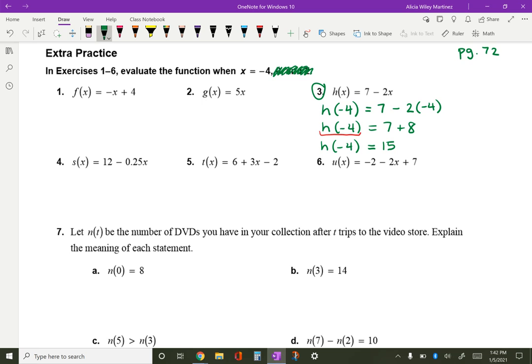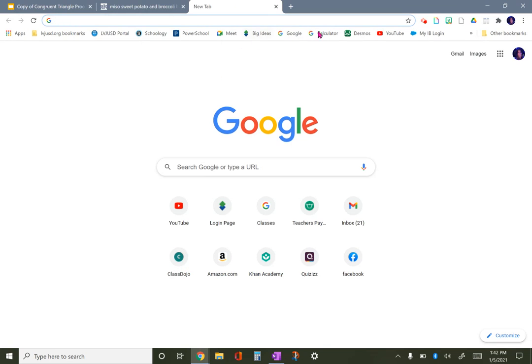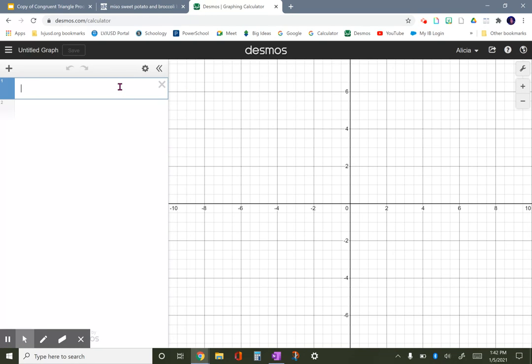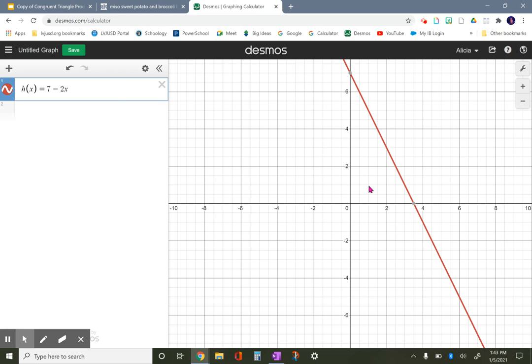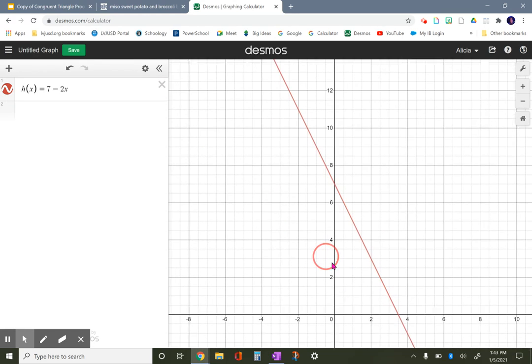Okay, so what does that value mean? Let's go to Desmos, and you can do this along with me. If I go to the graphing calculator and type in the function they gave me, it'd be h of x equals, what was it, 2? No, it was 7 minus 2x. There's that line.